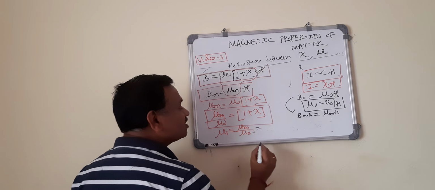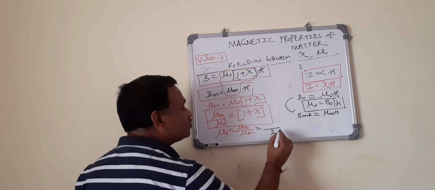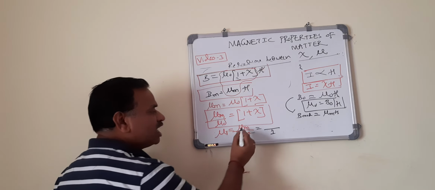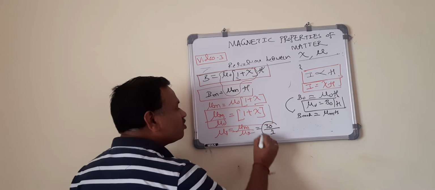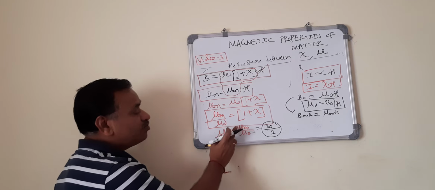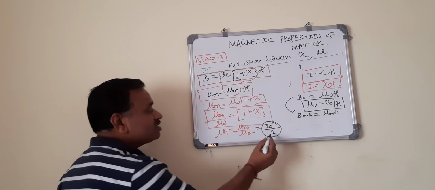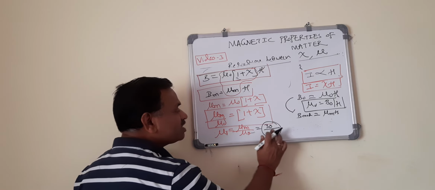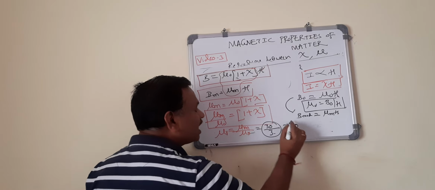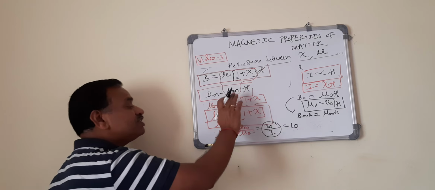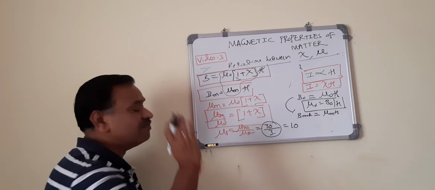Here, can I write like this? Suppose mu naught is 1, of course it's not 1 here, and mu of medium equals 30. The meaning of this is that the magnetic permeability of the medium is 30 times more. Or else I will take 3 divided by 0.3, that is equal to 10. That means it is 10 times more. This is the meaning of this.